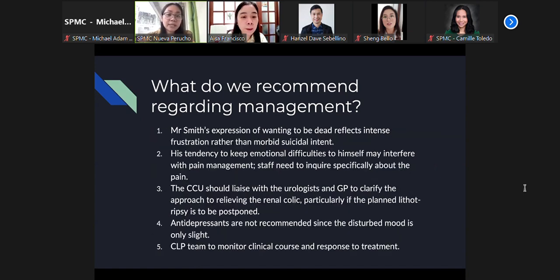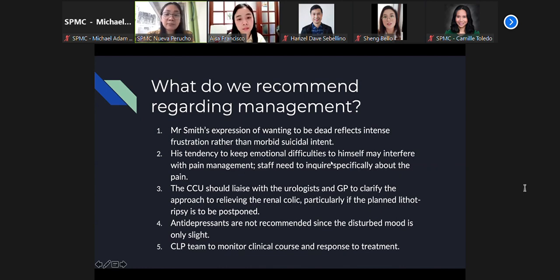Then, for that, clearly the psychiatrist here stated his plans in a brief and direct manner. He mentioned that although the patient wanted to be dead, it was more of a frustration rather than actual suicidal intent. So he answered the question of the consultee here, and also his plans.